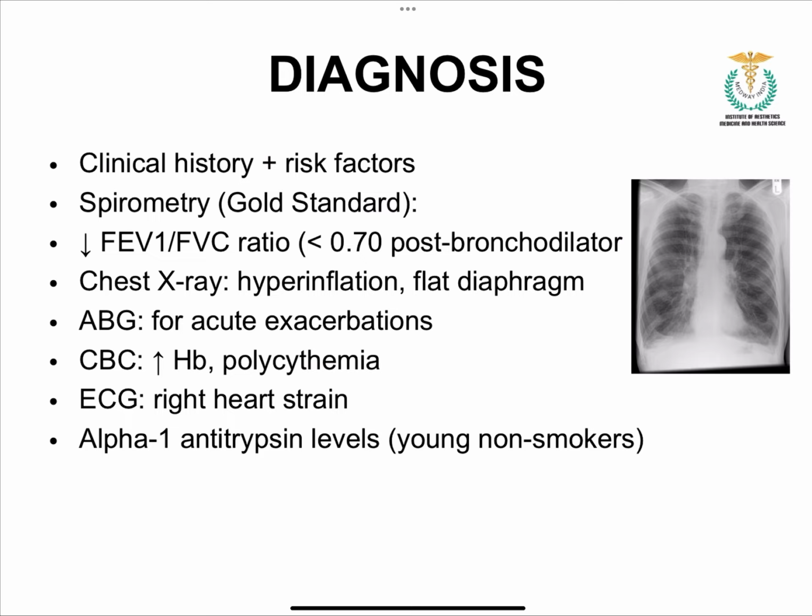Look for the post-bronchodilator FEV1 by FVC, which will be less than 0.7, and also the blood test, ECG, etc. And also if the patient is young and a non-smoker, check for alpha-1 antitrypsin deficiency too. So these are the ways you have to diagnose the COPD condition.